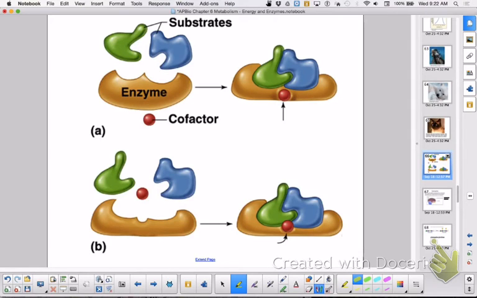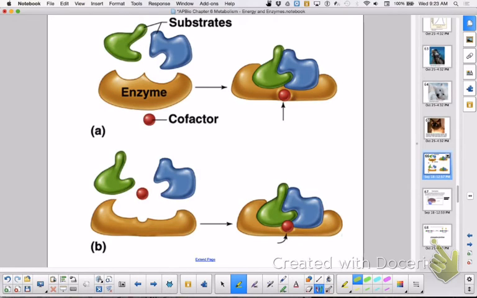Okay, youngest bio buddy, see if you can explain what is going on in this process. Go ahead, youngest bio buddy, go. So, who's helping the substrate bind on or to activate this enzyme, a cofactor.